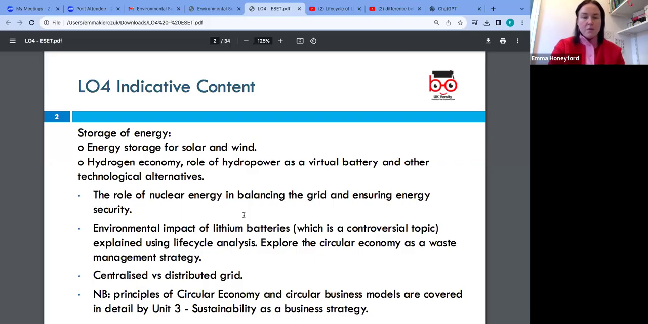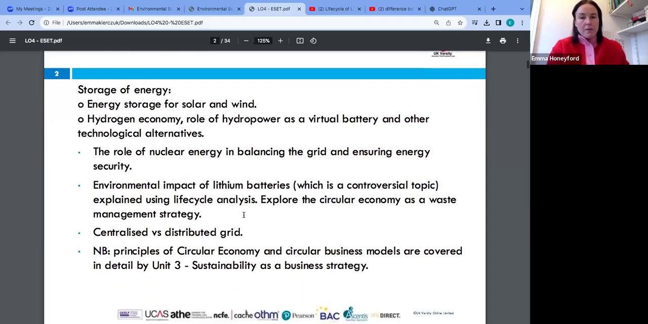Hydrogen economy, so the role of hydropower as a virtual battery and other technological alternatives. The role of nuclear energy in balancing the grid and ensuring energy security. Obviously, there are different ways of thinking about the use of nuclear energy, but we know that it has a potential role to play in the future for energy security.